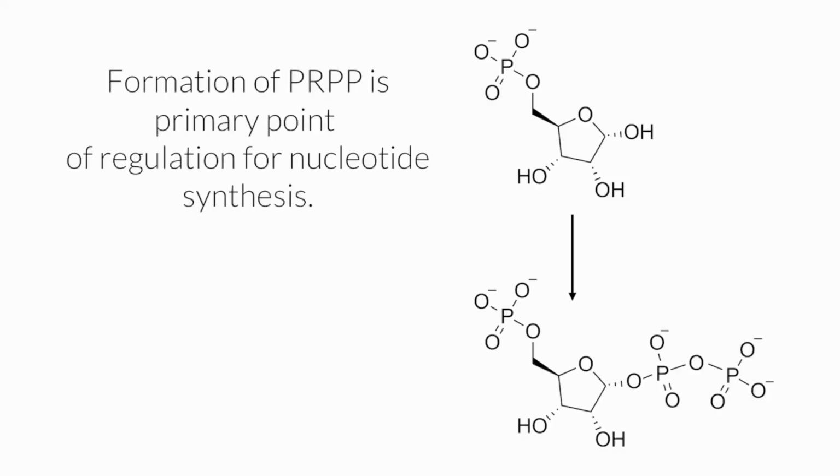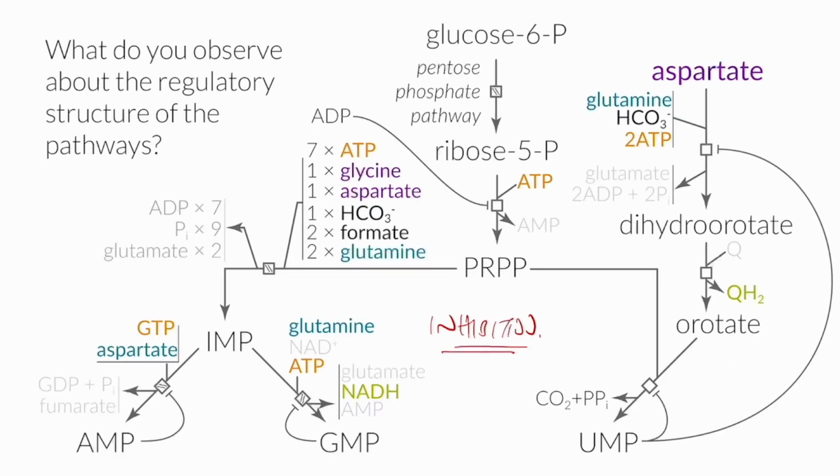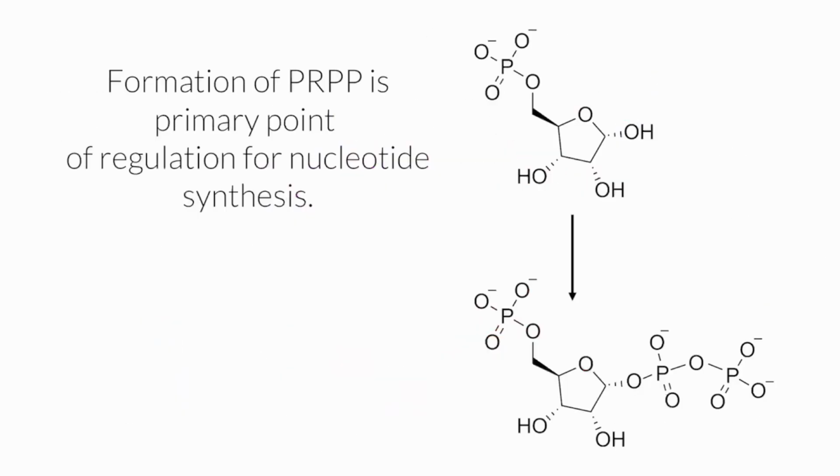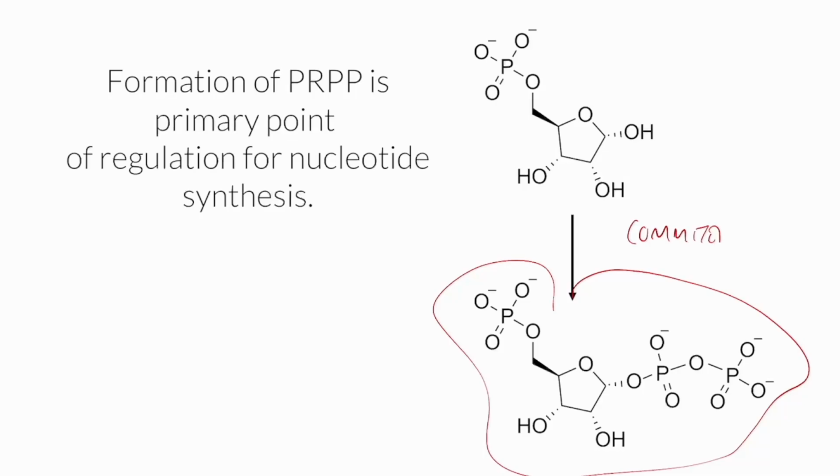So first, let's talk about this upper step. This is right here, R5P going to PRPP. It turns out this is the primary point of regulation for all nucleotide synthesis. And that's because this right here is the shared intermediate of all things. And so you could call this a committed step to biosynthesis.